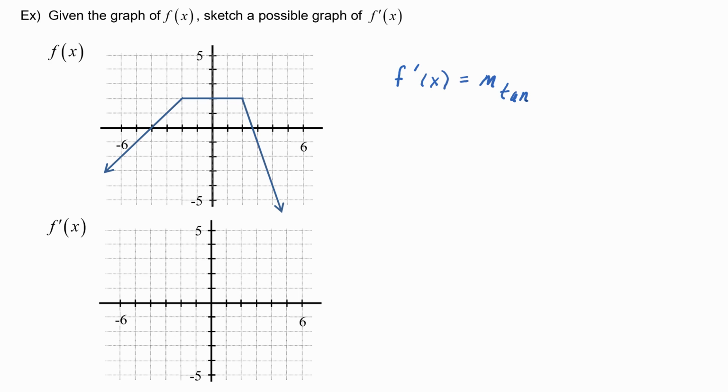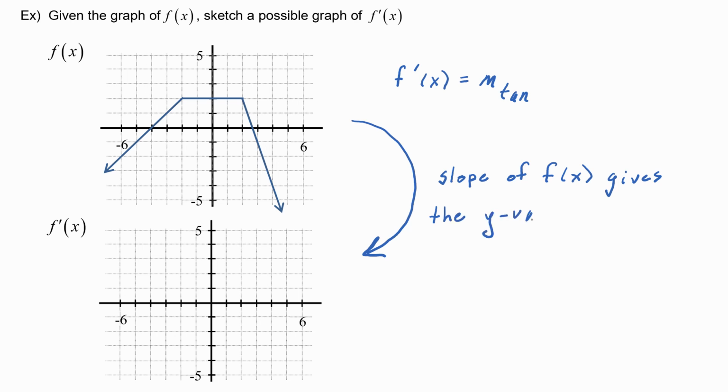Particularly in this case, since the graph is just line segments, the derivative is going to come from the slope. Then what we do to build f prime is get the slope of f of x, and that gives the y values of f prime of x.